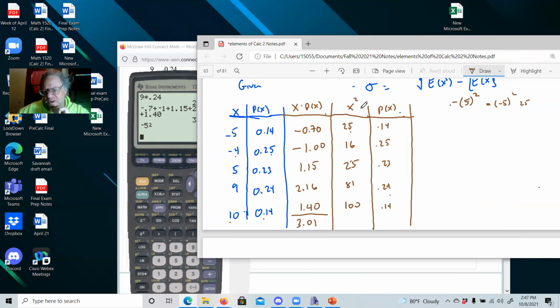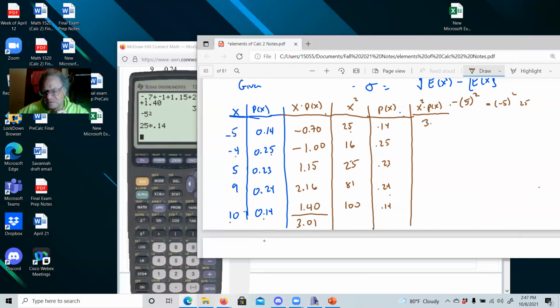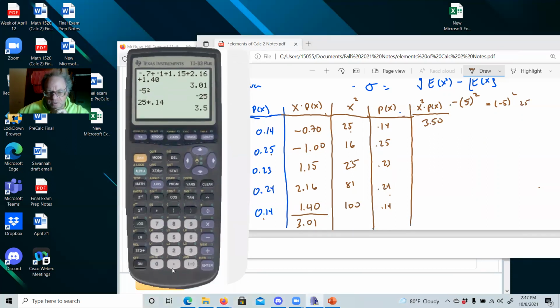Okay, so we want x squared times p of x. This is our e of x squared. This is x squared times p of x. All right, so 25 times 0.14. I don't know. 3.50. Great. Okay. 16 times 0.25 is $4, right? 16 quarters, you're going to have $4.